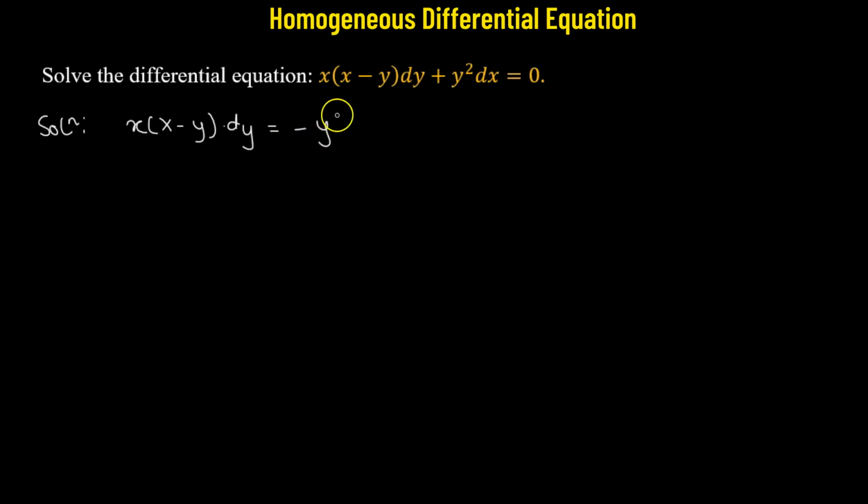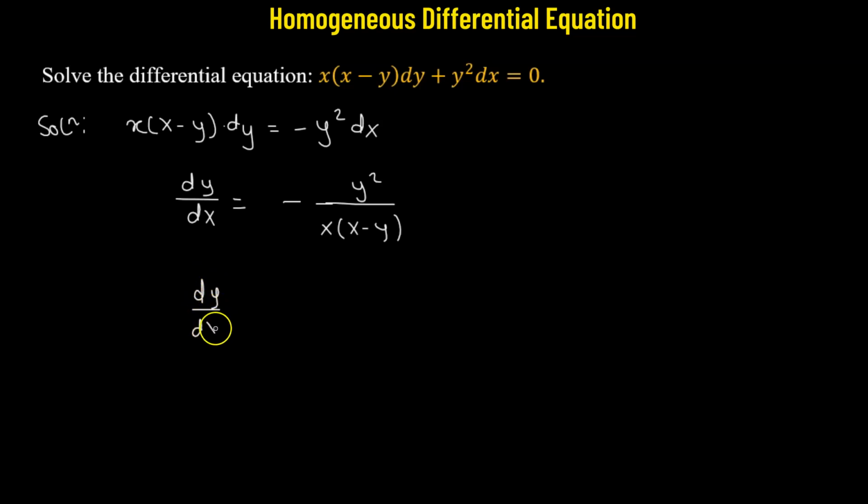So that will be negative y squared times dx. And dy over dx will then become negative y squared divided by x times (x minus y). We can also take this negative 1 and multiply it to x minus y, such that dy over dx becomes equal to y squared divided by x times (y minus x).